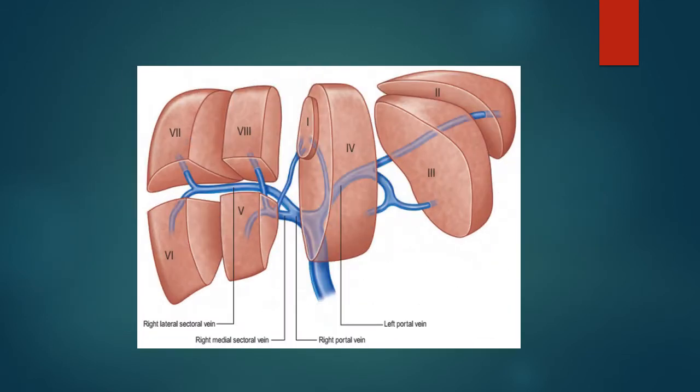Again we can see the portal vein and how it divides into primary branches. These are the right and left branches, called the primary division, then the secondary division, two sectors on each side, and then the tertiary division, two segments. And we can see segment 1, that is the caudate lobe, receives branches from both portal veins, from both right and left portal veins.